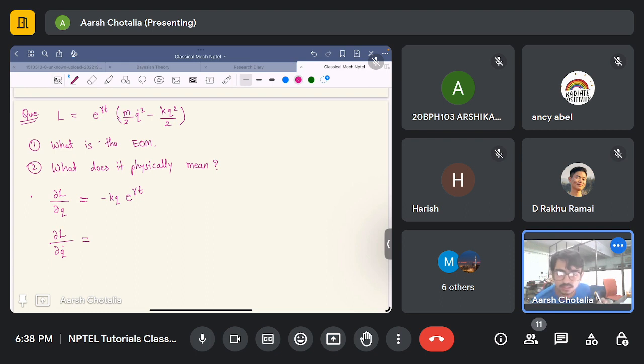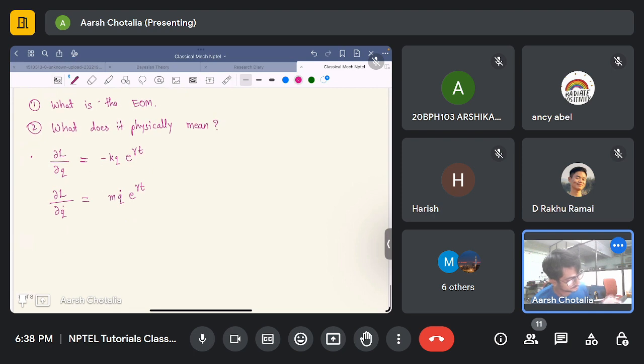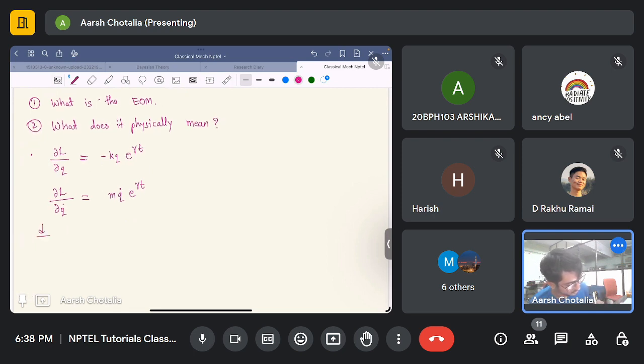Ramai, can you tell me? mq dot e to the power gamma t. Perfect. Okay, and then we take the time derivative of this quantity. So what would this be?